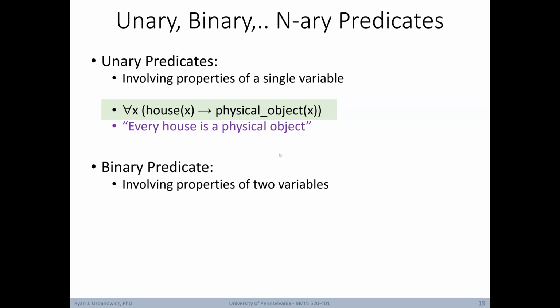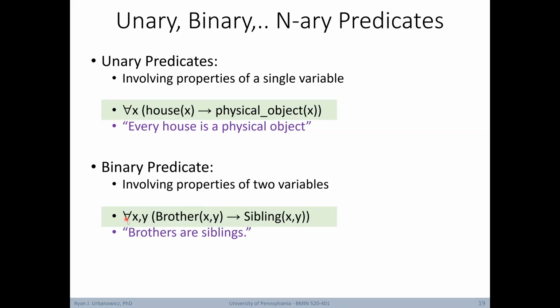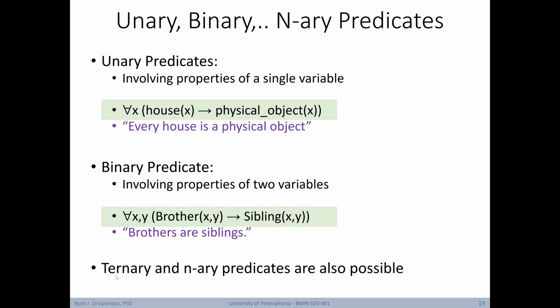A binary predicate involves the properties of two variables. Here's an example of that. For all x and y, if x and y are brothers, then x and y are siblings. In other words, brothers are siblings. Ternary and n-ary predicates are also possible, where n-ary refers to predicates with more than three variables.